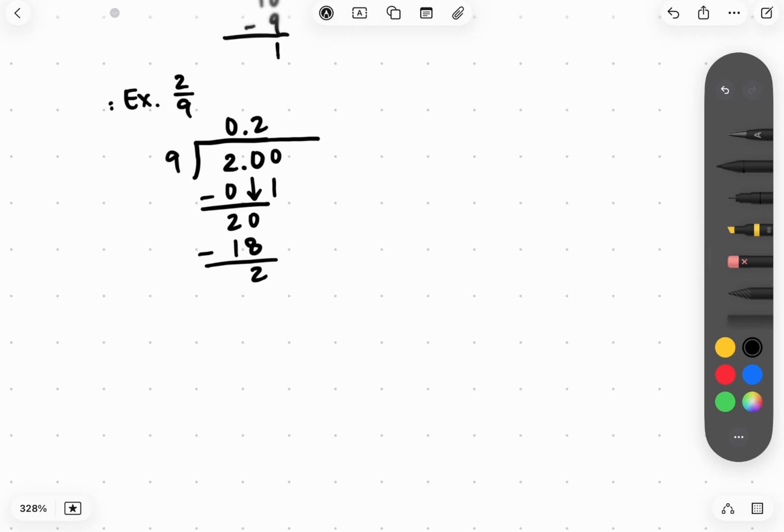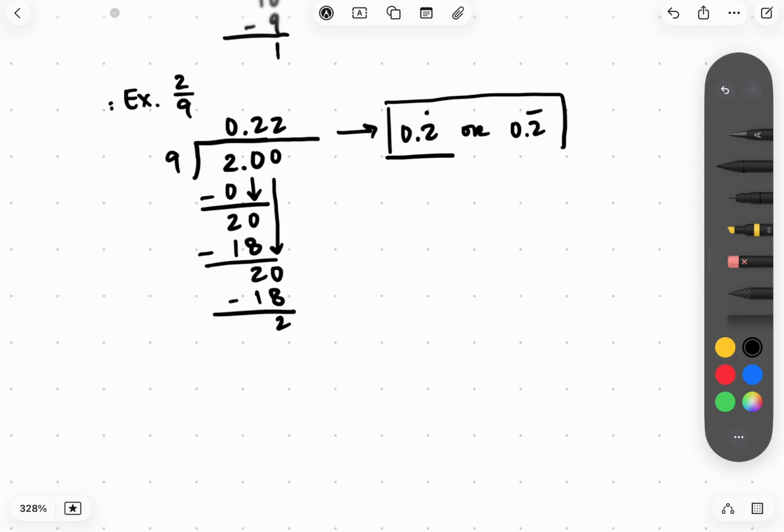I'm going to bring this 0, add another 0. I'm going to bring it all the way down. 9 can go into 22 2 times. So I'm left with 18 again. And I subtract, and I'm left with 2. And you'll see that that's repeating, right? So let's write the answer down. It is going to be 0.2 and a dot, or 0.2 and a line. And so I'm going to leave my answer.